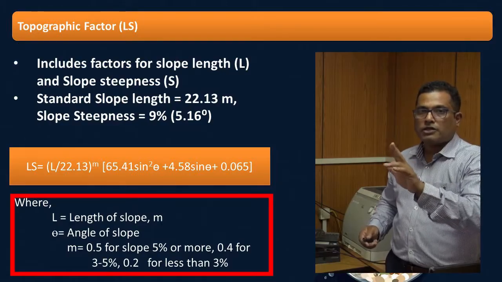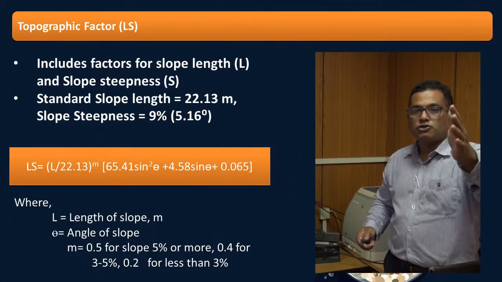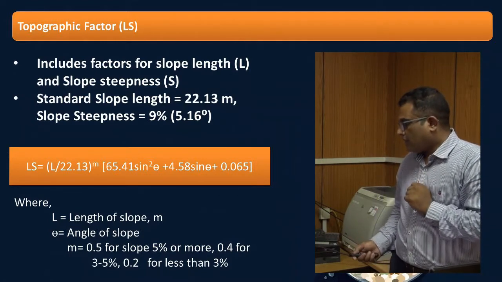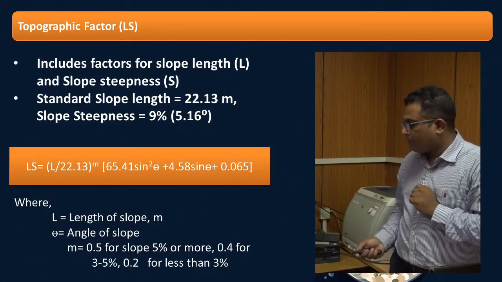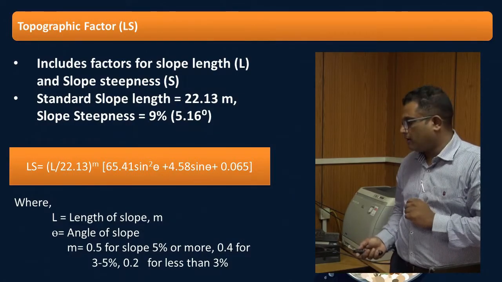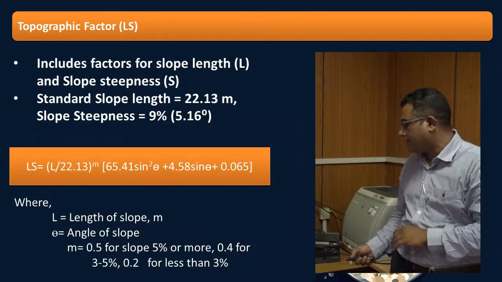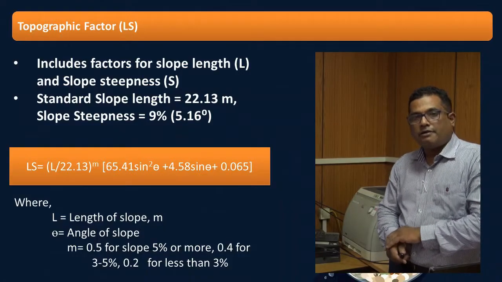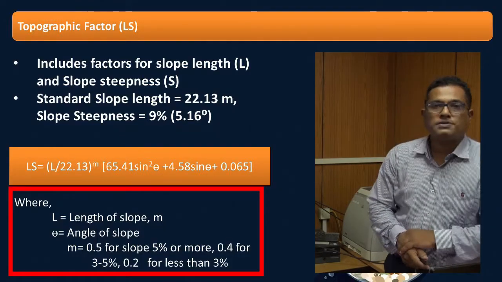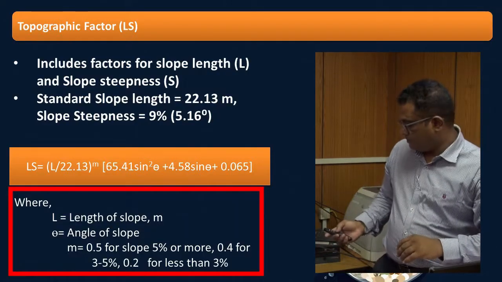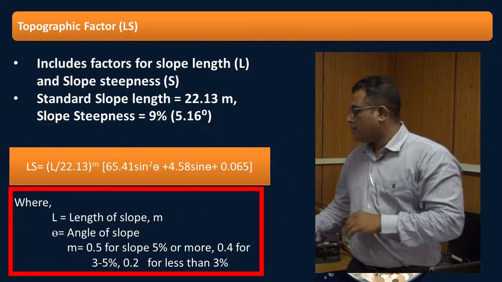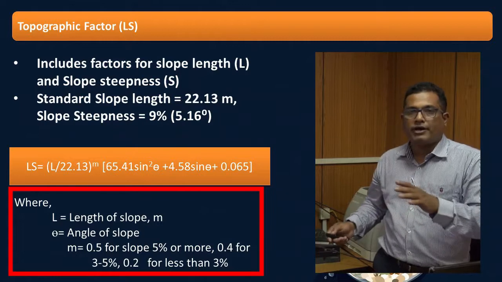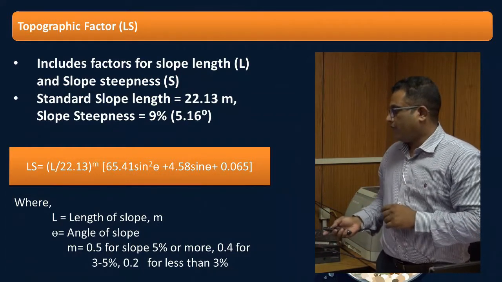Slope and angle both are different. Say something will have slope of 100%, but its angle would be 45 degree only. So this exponential factor M is 0.5 for slope greater than 5%, 0.4 if it is 3 to 5%, and 0.2 for slopes less than 3%. And through this mathematical equation we can find the combined effect of LS, that is the topographic factor.